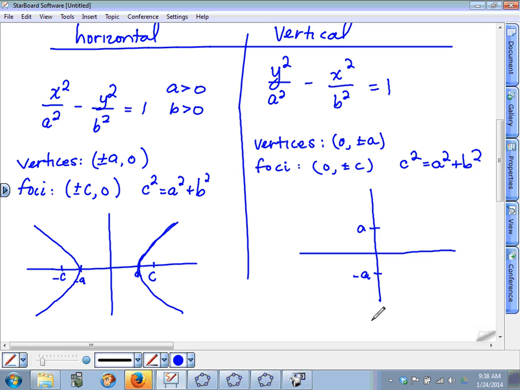Okay, so the two vertices are at a, negative a on the y-axis. The hyperbola would look something like this, where the two foci are located on the inside. We have C and negative C. So that's a vertical hyperbola.